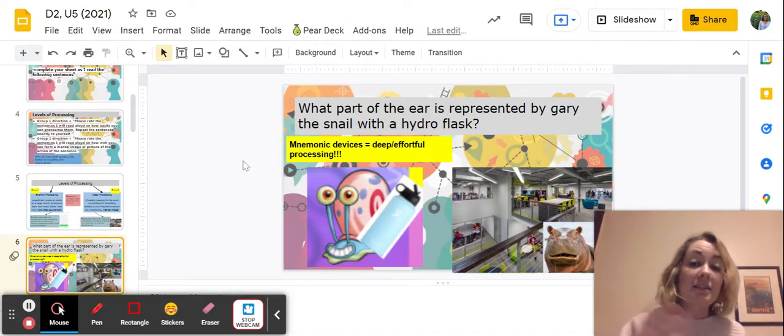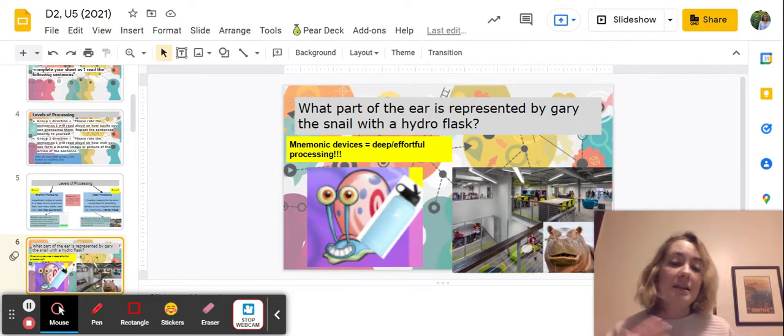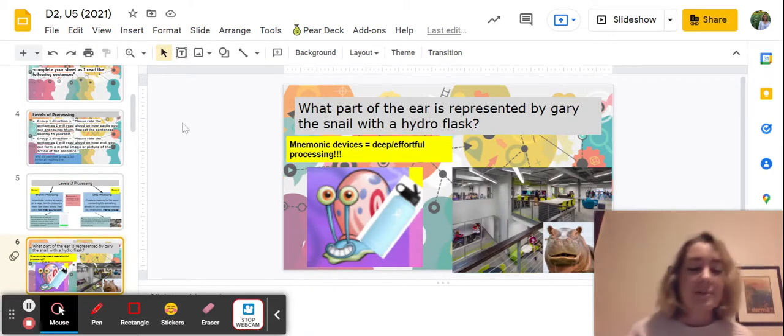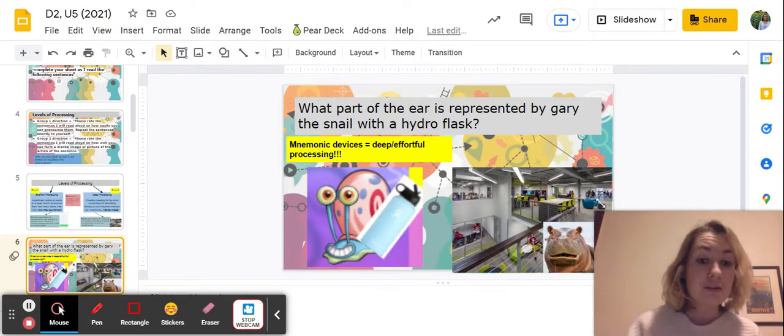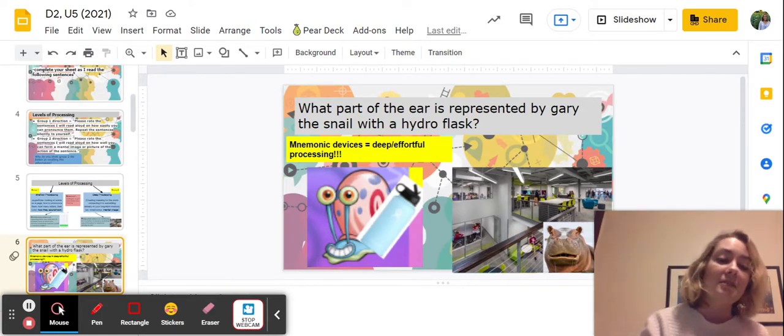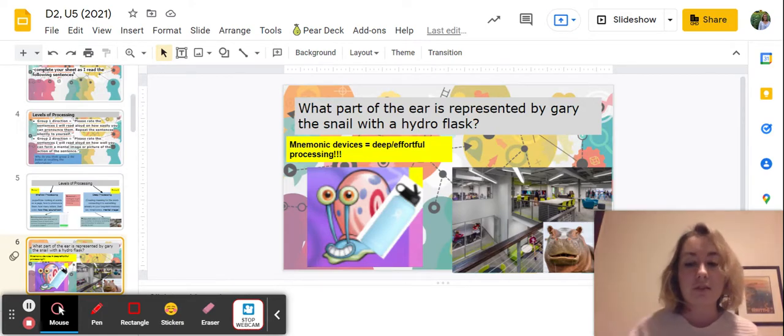That's why mnemonic devices are just one of many examples of effortful or elaborative rehearsal strategies. So right when I tell you Gary the snail with a Hydro Flask, you're going to be like, oh, that's a cochlea. Or when I say you'll never forget a hippo on East Campus, right? That is a mnemonic device. You're visualizing, creating that mental image, connecting it to things that you already know. So that's going to help you remember the definition of hippocampus or the definition of the cochlea.